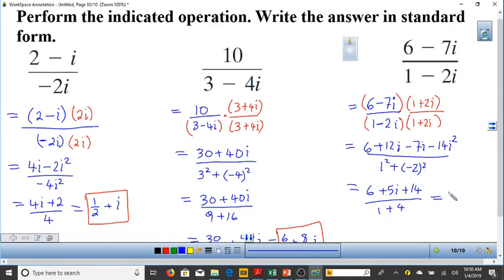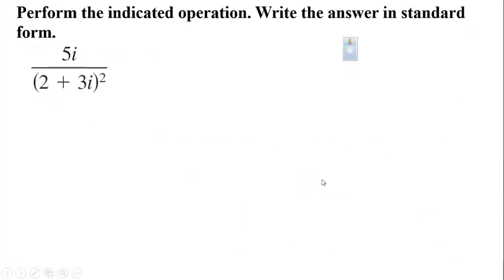So combining like terms, we get 6 plus 14 is 20. And we have plus 5i, all of that over 5. That gives us 20 over 5, which is 4, and 5 over 5, which is 1, 1i. That is the answer from doing that division. Let's quickly go on to the next example here. We have 2 examples, and that will be it.